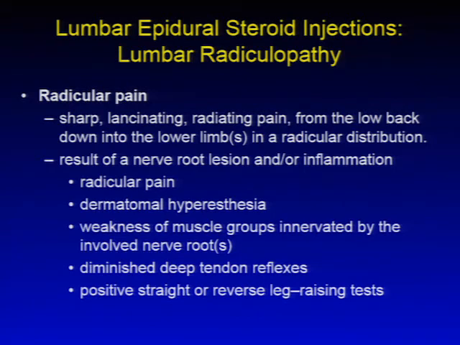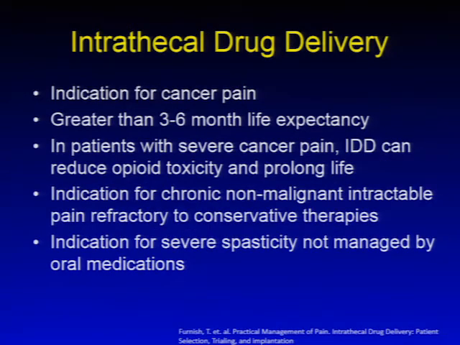It's an integral part of the non-surgical management of radicular pain from lumbar spine disorders. Radicular pain is defined as a sharp, lancinating, radiating pain from the lower back down into the lower limbs in a radicular distribution. It is a result of a nerve root lesion and/or inflammation. These nerve root inflammations can include radicular pain, dermatomal hyperesthesia, weakness of a muscle group, diminished DTRs, and positive straight leg raise tests.